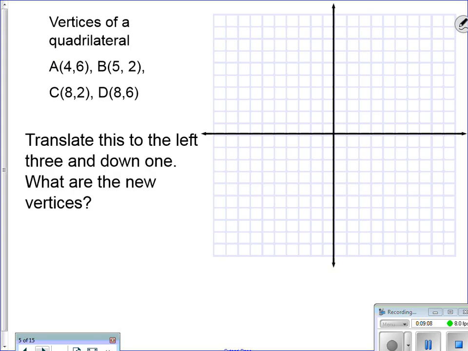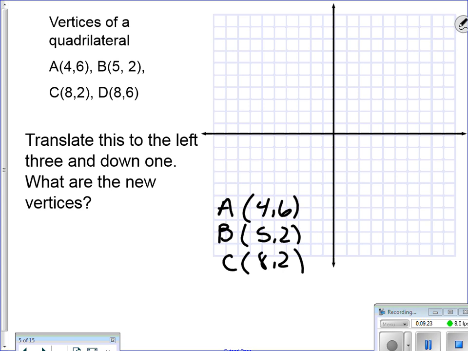Alright, so we won't graph it. Let's just talk about the coordinates. So I'm going to write my new ones out. A would be 4, 6. B is 5, 2. C is 8, 2. And D, I don't know, 8, 6.